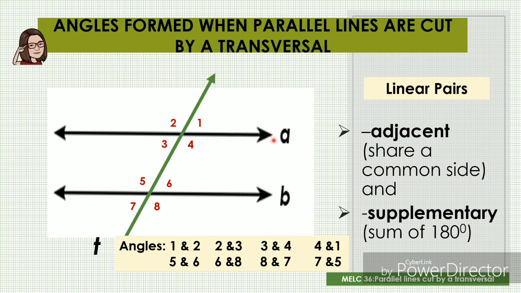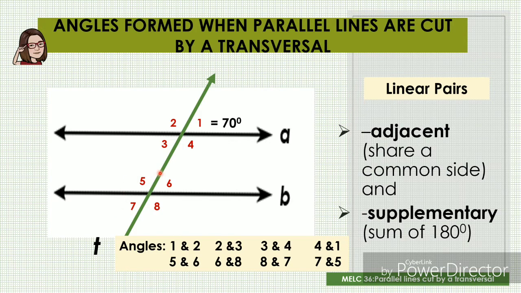Earlier, the given there was line A. When it was cut by the transversal line, two angles were formed which are linear. So that's 1 and 2. And then 2 and 3. They are also linear. That is the line that was formed. Then 3 and 4, 4 and 1. Also 5 and 6, 6 and 8, 8 and 7, then 7 and 5. Those are the linear pairs.